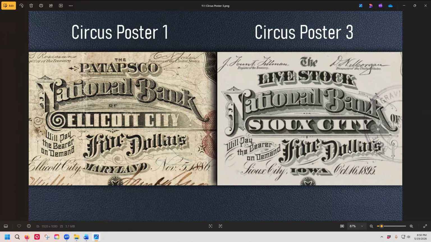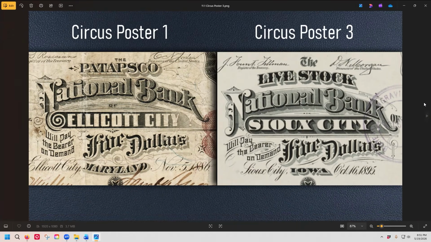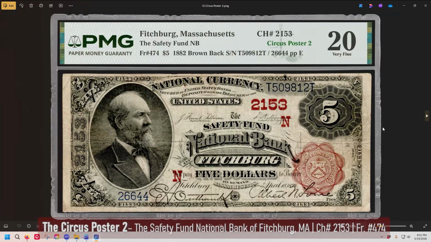The main difference, again, you'll see is the "will pay the bearer on demand" line is curved differently. And the Circus Poster 3, in this case, ends in the term National Bank. So that does dictate a slightly different layout. This is fascinating to me. All right, we're gonna keep moving.